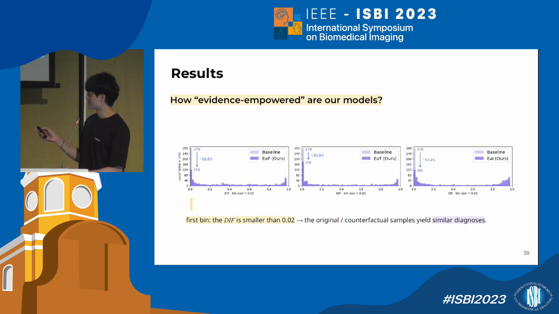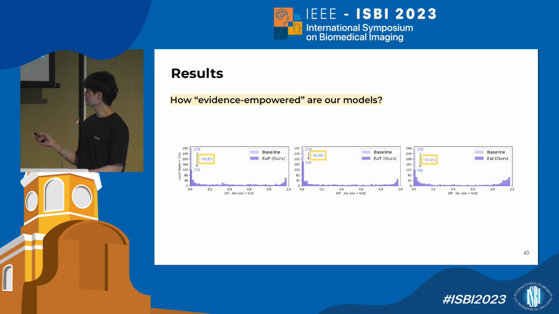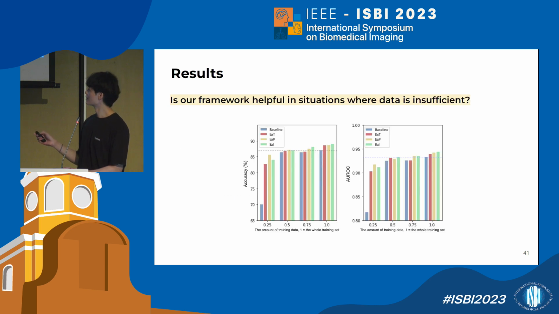These charts are the result of the experiment. The first bin indicates the number of original and counterfactual sample pairs that yield similar diagnosis, with small difference in predicted probabilities less than 2%. So the lower the first bin is, the better the model reflects the changes of input features in its diagnosis. The results show that our models can make more trustworthy predictions that are faithful to their input features.